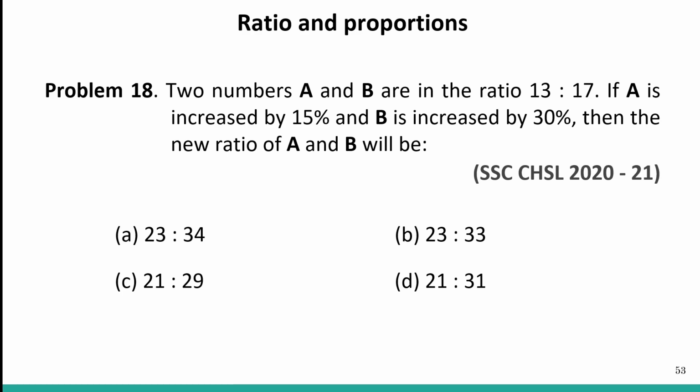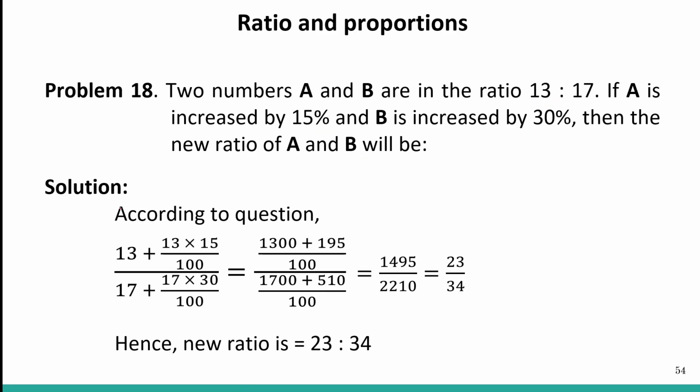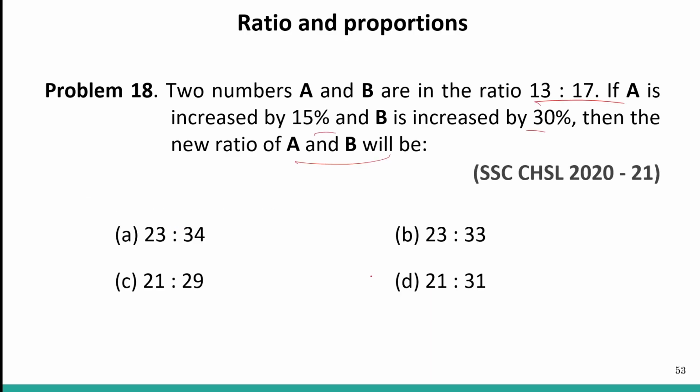Two numbers A and B are in the ratio 13:17. If A is increased by 15% and B is increased by 30%, then the new ratio of A and B will be what: 23:33 or 23:34 or 21:29. Let's see. According to the question, (13 plus 13 into 15 by 100) by (17 plus 17 into 30 by 100) is equal to (1300 plus 195) by 100 over (1700 plus 510) by 100. So 1495 by 2210 is equal to 23 by 34. Okay, so 23:34 is the correct answer.